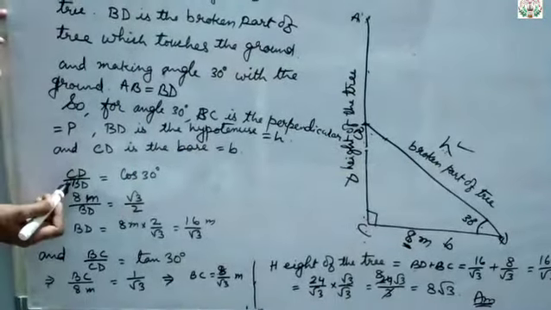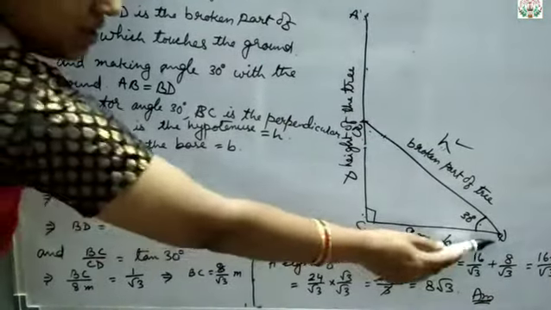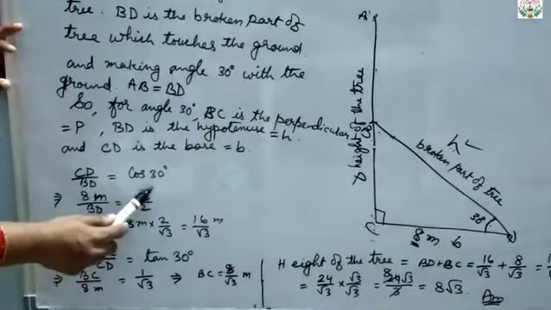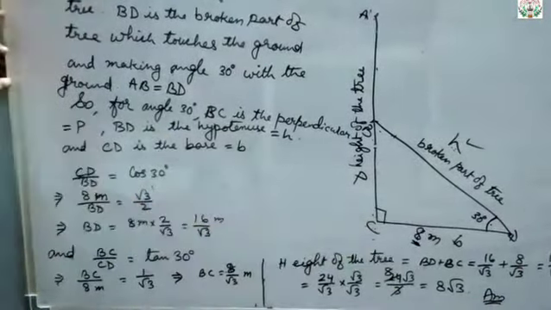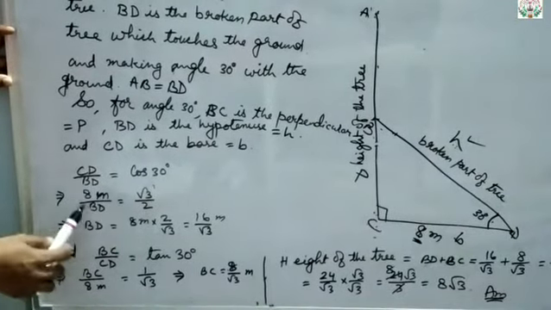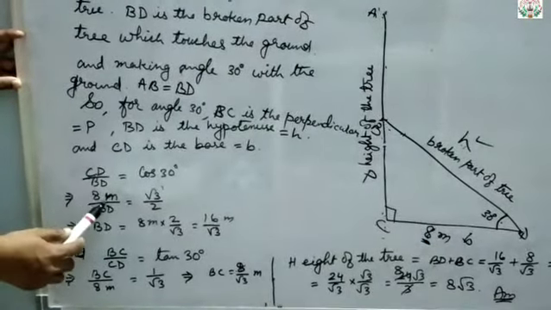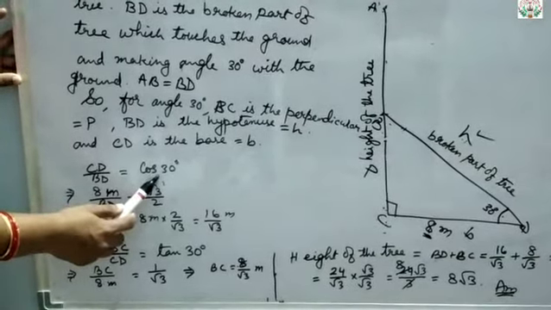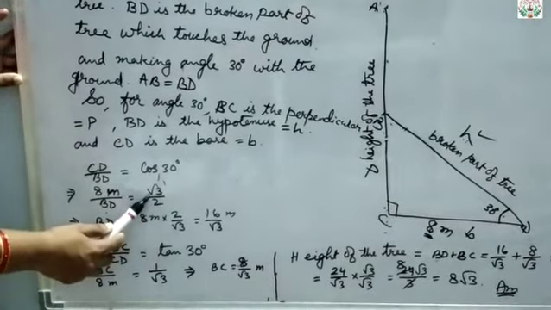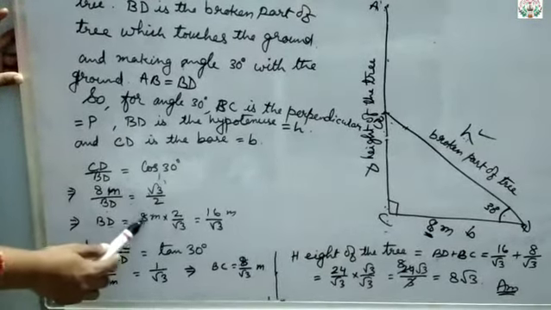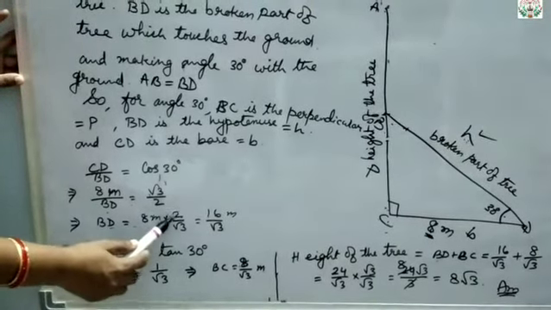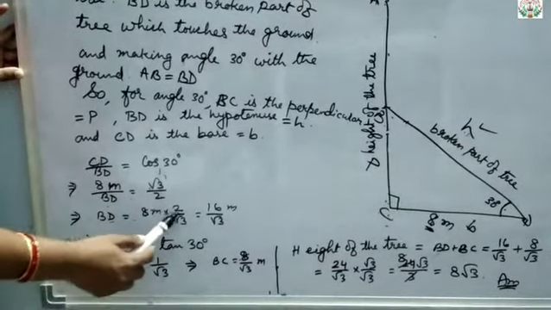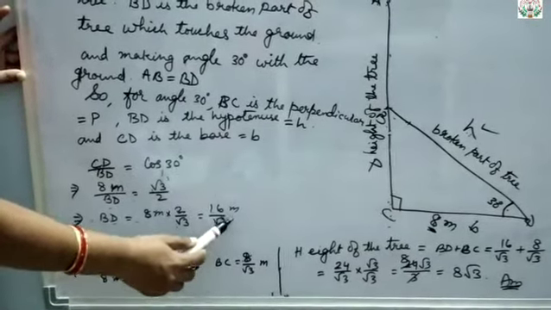So you can see CD, the base, upon BD, hypotenuse, equals cos 30 degrees, because that is the angle made here. So cos 30. Now CD is given as 8 meters, upon BD, equals cos 30 value, which is root 3 upon 2. So put the value root 3 upon 2. So BD equals how much? Cross multiply, you will get 8 meter into 2 upon root 3, which on multiplication gives 8 times 2 is 16 upon root 3 meters.